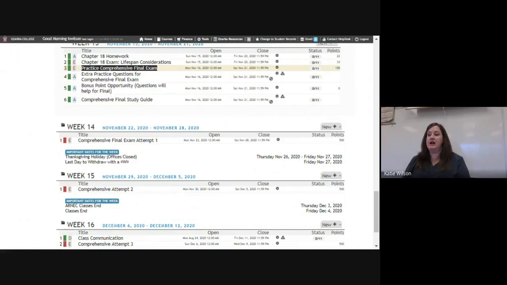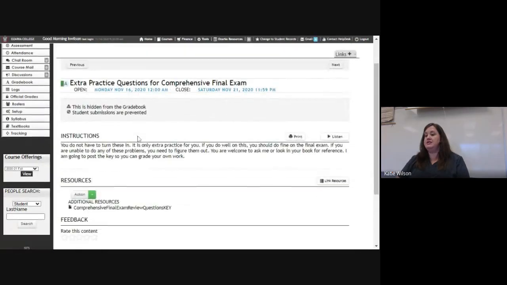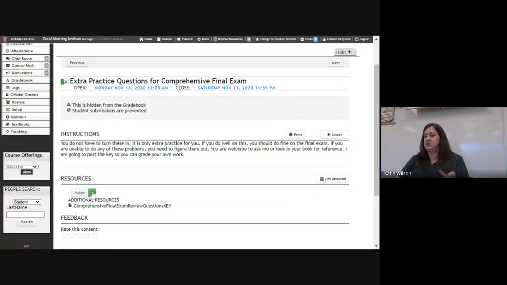So practice comprehensive final, sorry. And then you have extra practice questions for the comprehensive final exam that you'll see listed there. And when you open those, you're going to download it next to action, and then you should see the exam key after that. So you'll be able to check your answers.